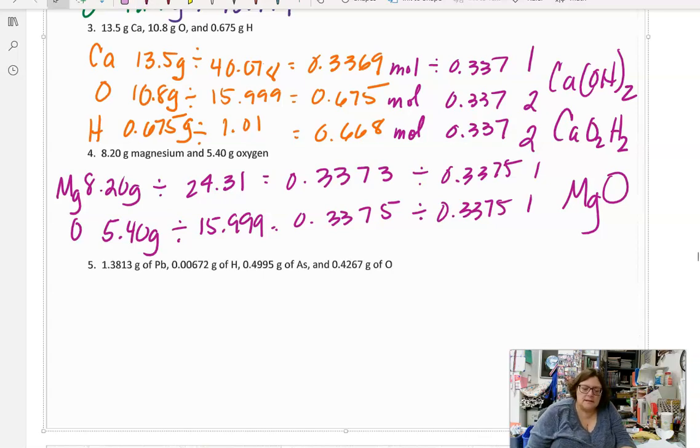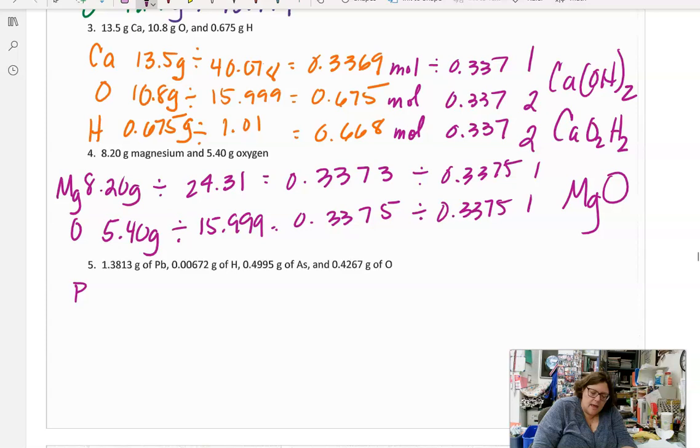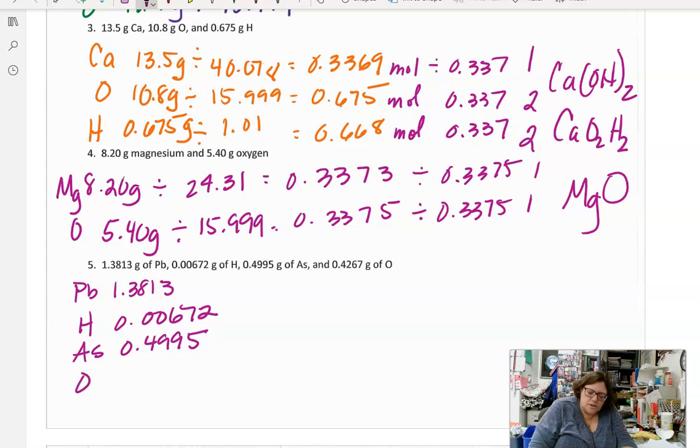Okay? Last but not least, lead is 1.3813, hydrogen 0.00672, arsenic 0.4995, oxygen 0.4267. Now you're going to get ridiculously small moles here, okay? You need to try to keep 3 sig figs in them, just because if you just round to the very first one, which may be 2 or 3 zeros in, it's going to get messy.